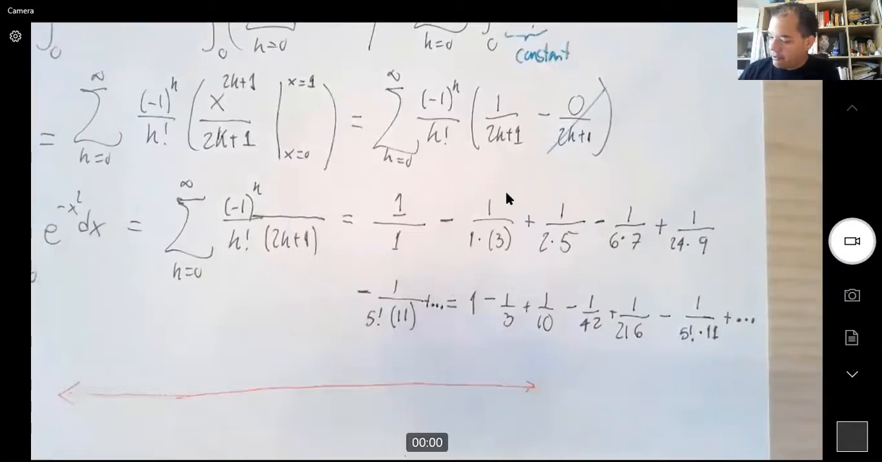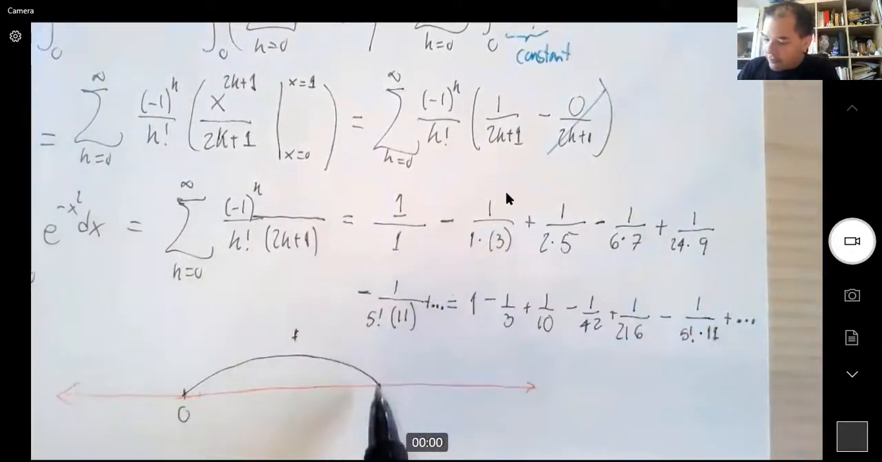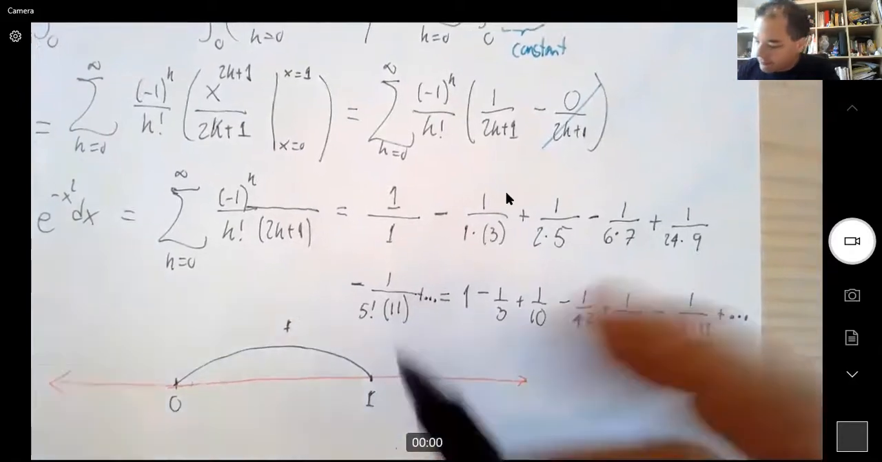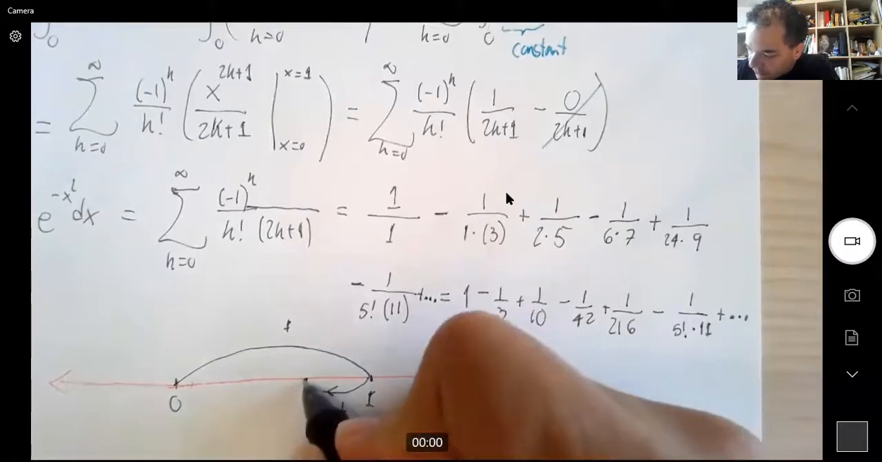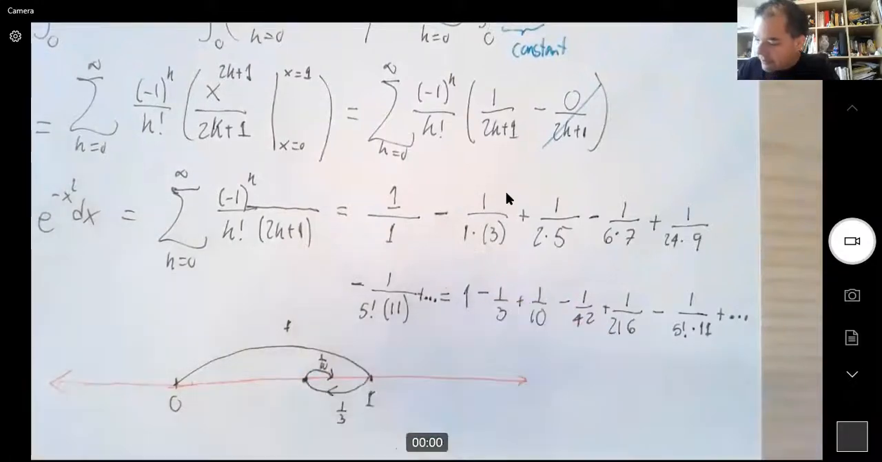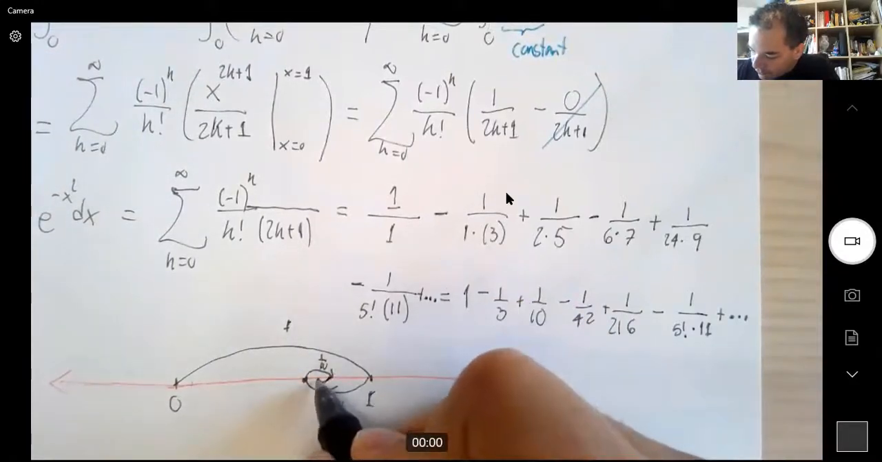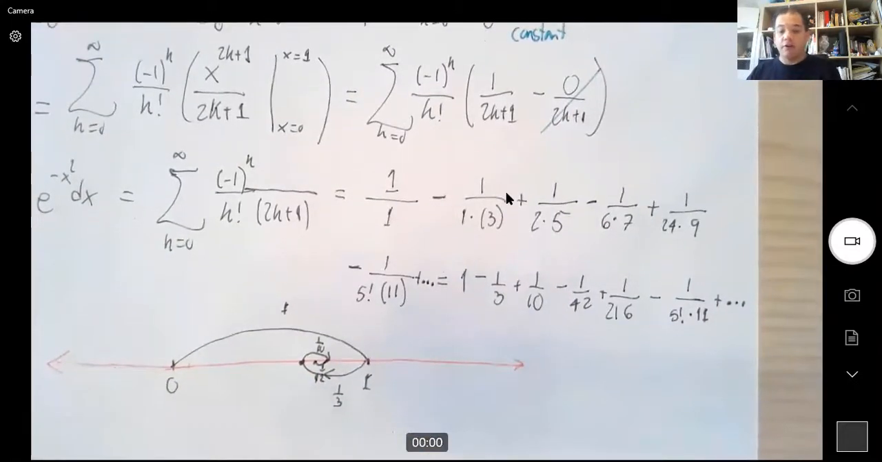So this is what we're doing. We started at 0, and we first are jumping forward 1. Then we're jumping backwards 1/3. Right, this is 1/3, so now we're at 2/3. Then we're jumping forwards 1/10. And then backwards 1/42. And so on, right?